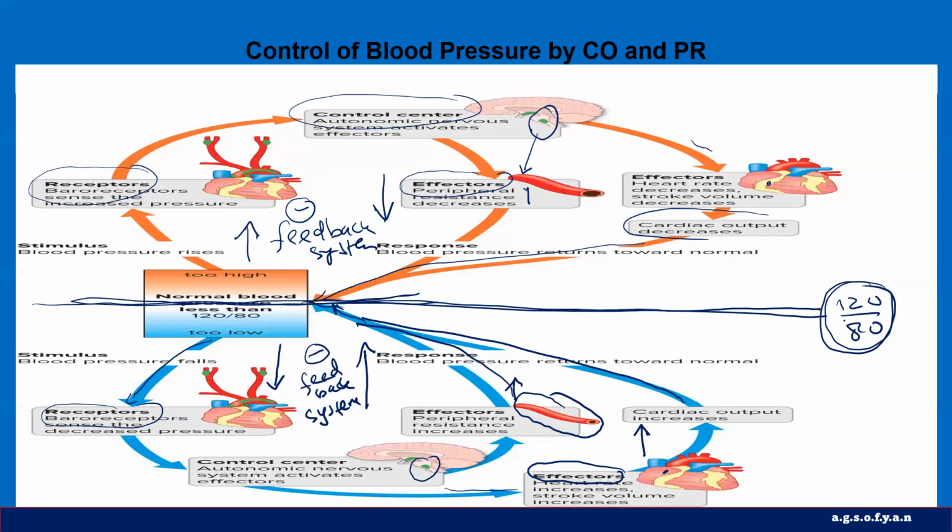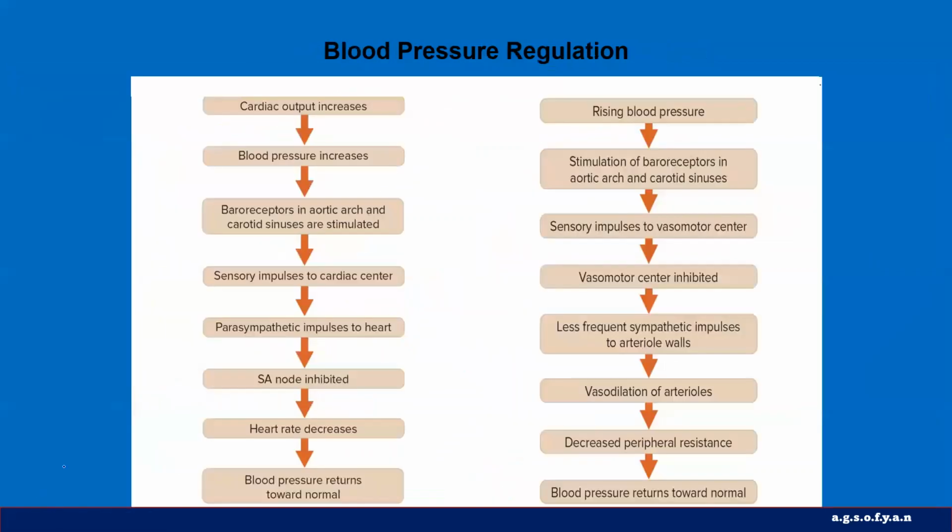and then it will return the blood pressure to normal at 120/80. So this is how our body controls the blood pressure within the normal range. If it is increased, then our control center will try to decrease it. If it is decreased, then our control center will try to increase it to make it return to the normal blood pressure.